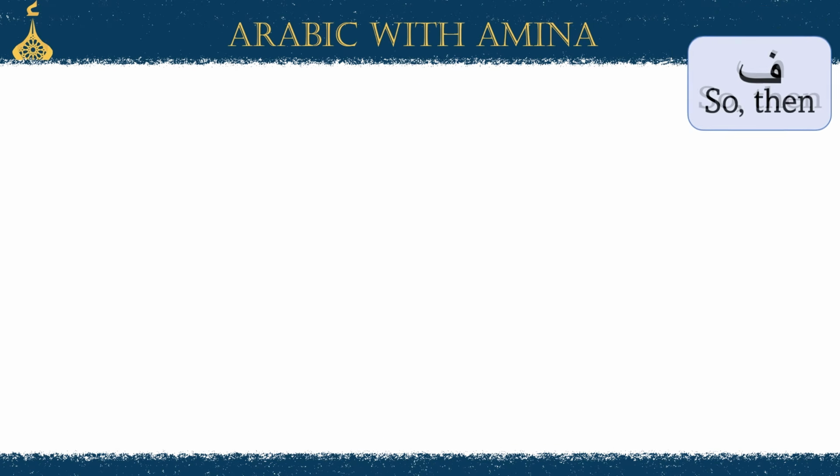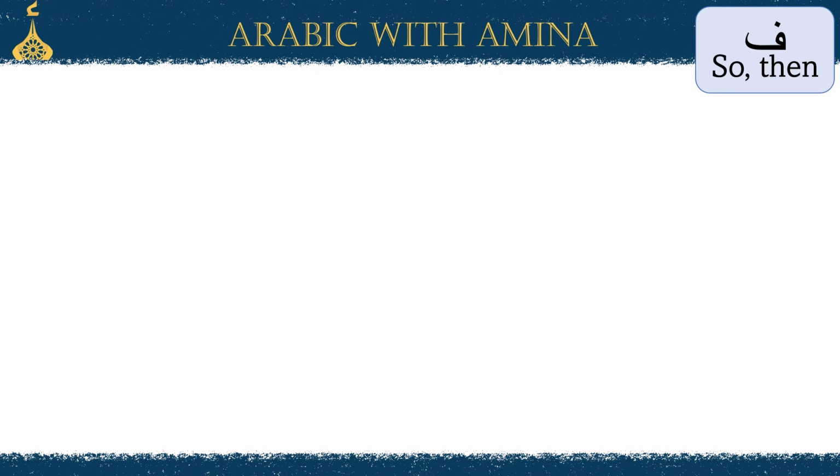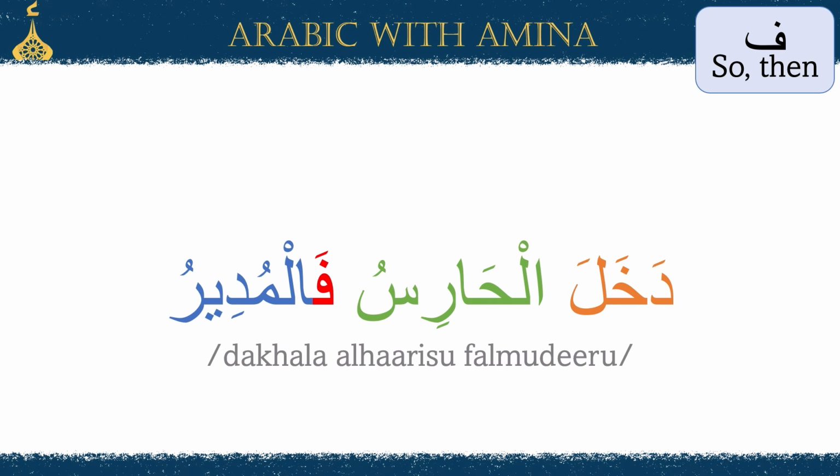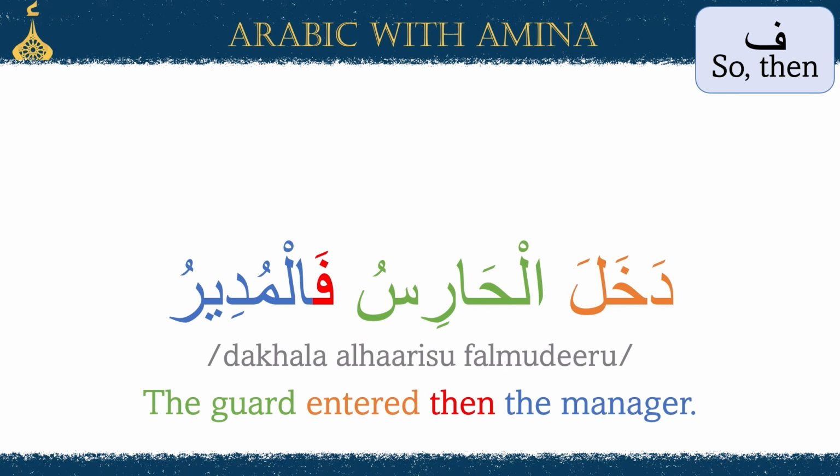Next, we have fa. Fa can mean so or then, and is best illustrated when using an example, such as دخل الحارس فالمدير. The guard entered, then the manager. Here, fa is equivalent to the word then, or we could say followed by. And this conjunction is also connected to the noun after it and is not its own separate word.